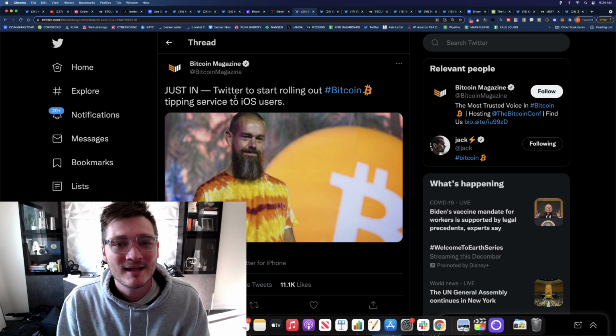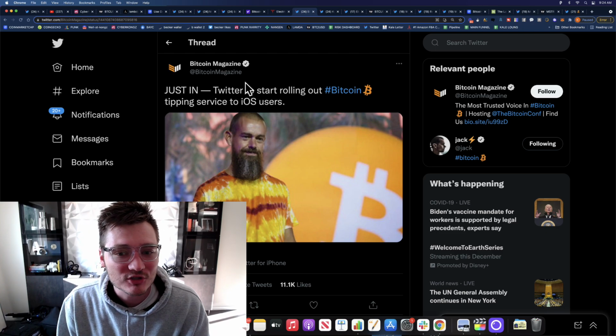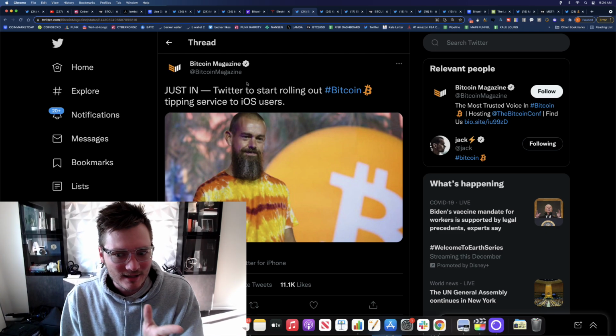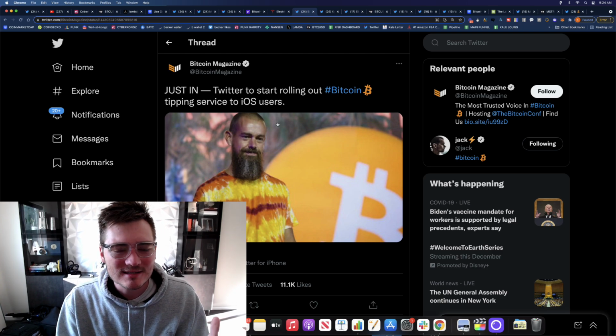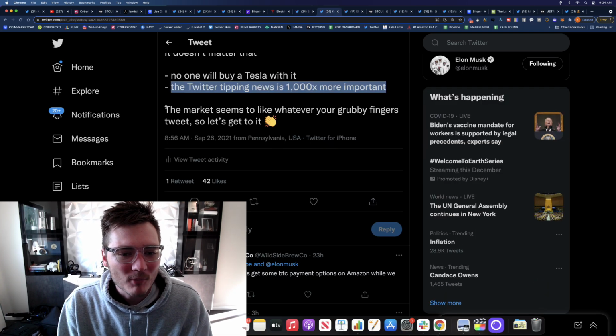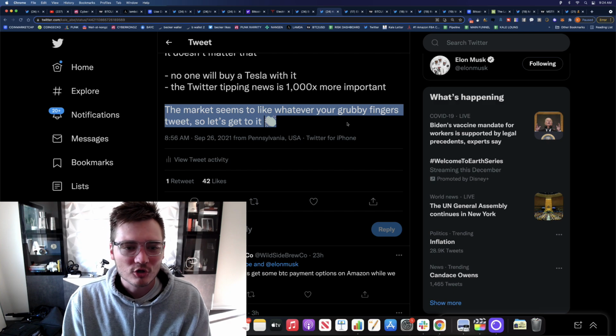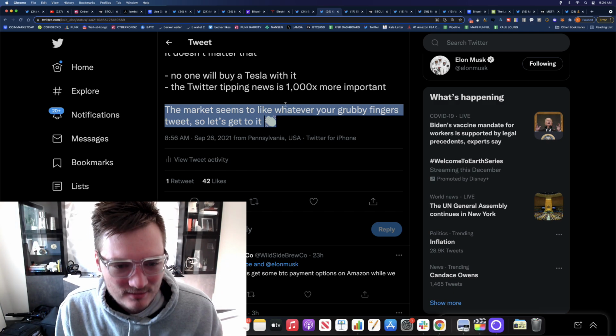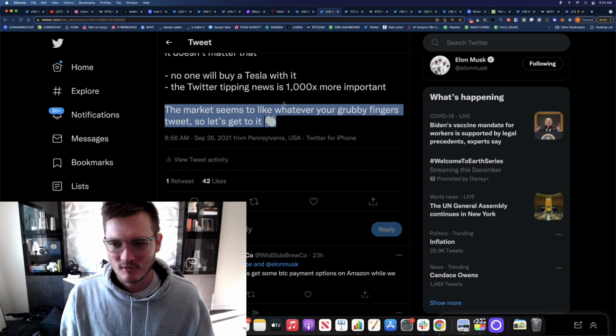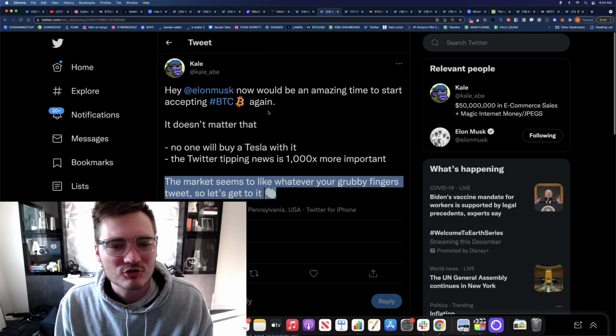Like, no one's gonna buy a Tesla with Bitcoin, but they are actually going to send money on Twitter and destroy Western Union. Like, this is way more important. However, the market seems to like whatever your grubby little fingers tweet, Elon. So let's get to tweeting, right? Isn't that so true? That is the most true tweet I've ever tweeted.